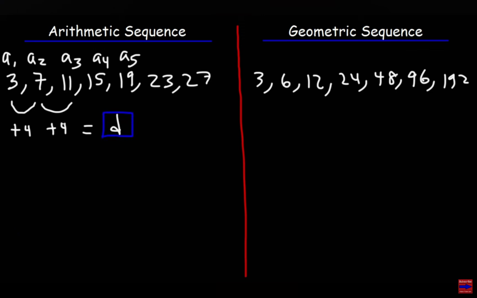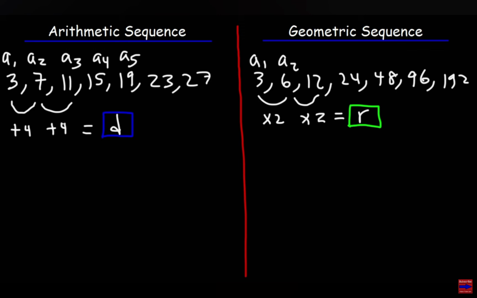In a geometric sequence, you don't have a common difference. Rather, you have something that is called the common ratio. To go from the first term to the second term, you need to multiply by 2. To go from the second term to the third term, you need to multiply by 2 again. So that is the r value. That is the common ratio. So in an arithmetic sequence, the pattern is based on addition and subtraction. In a geometric sequence, the pattern is based on multiplication and division.